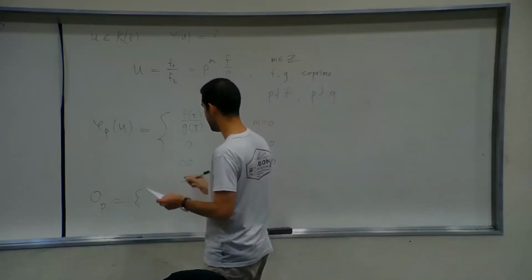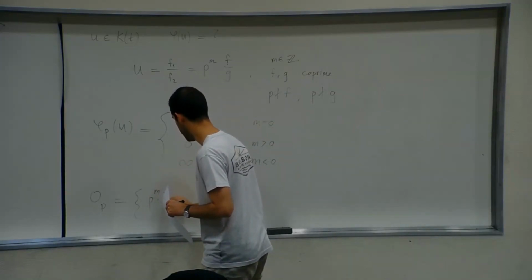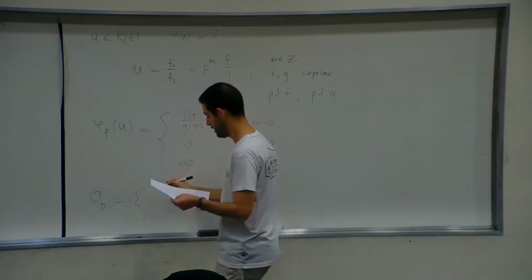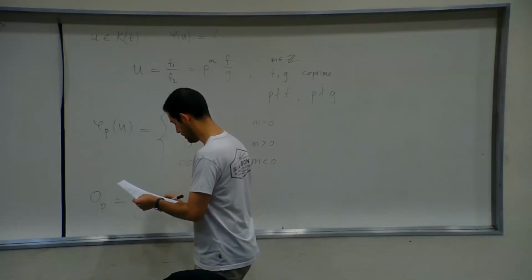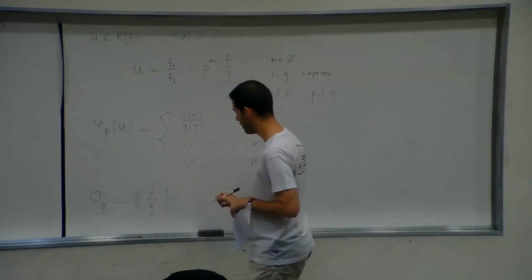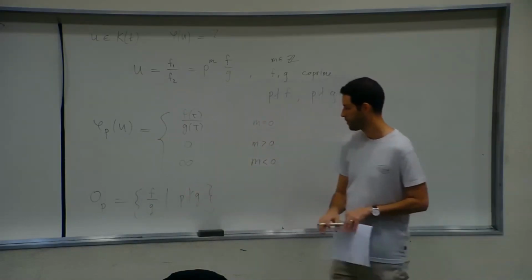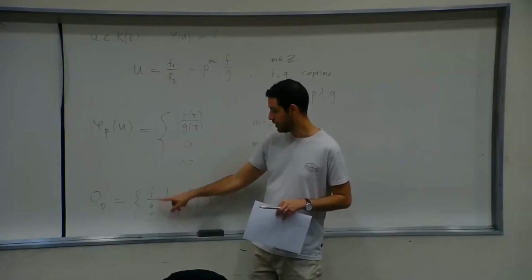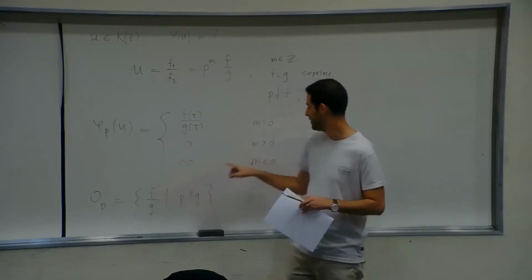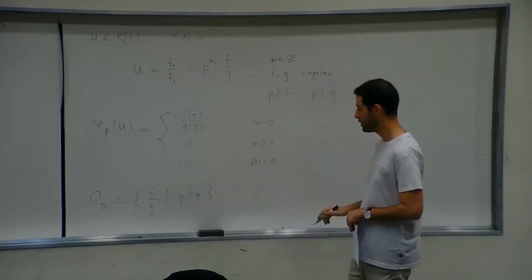Right, so it's all the functions p to the m times f over g, where m is non-negative. Equivalently, this is just all the rational functions f over g such that p does not divide g. If p does not divide it, then m is 0, and if it divides the numerator, then m is positive. Anyway, it is defined. And so this is O_p.